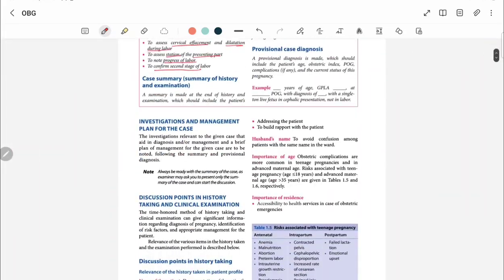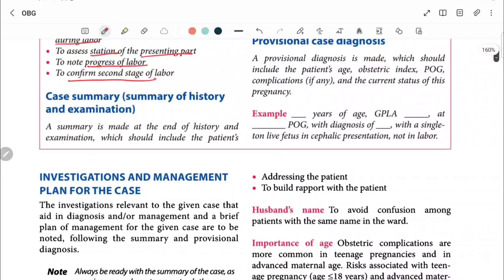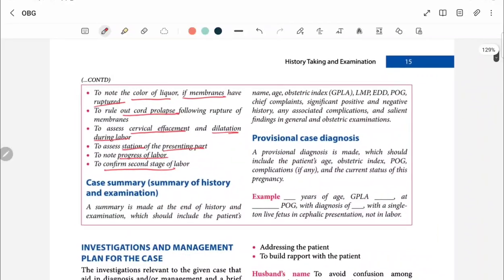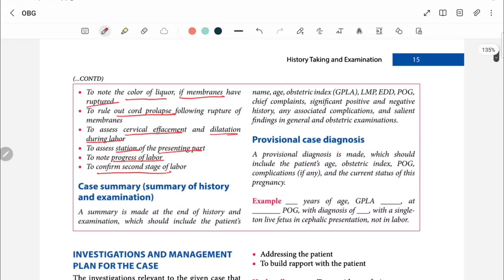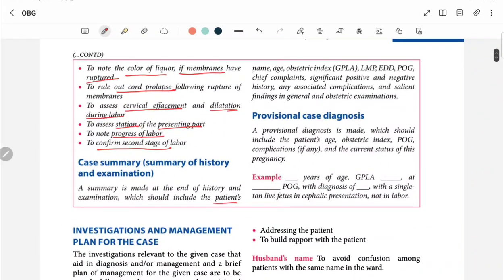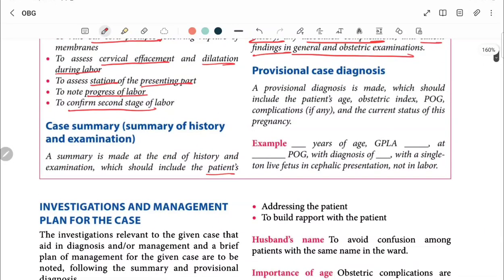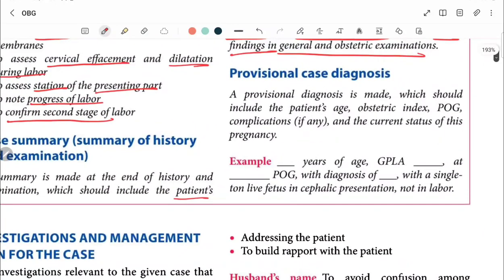So moving on to case summary. How will you write the summary of history and examination? It should include the patient's name, age, obstetric index, GPLA, LMP, EDD, POG, chief complaints, significant positive and negative history, associated complications, salient findings in general and obstetric examination. That's it.